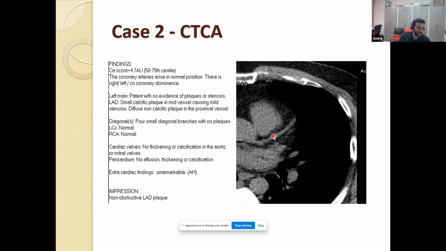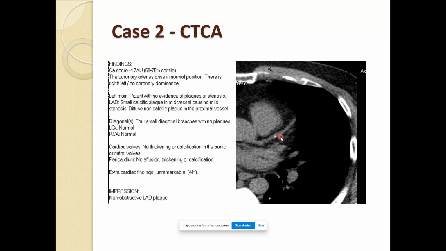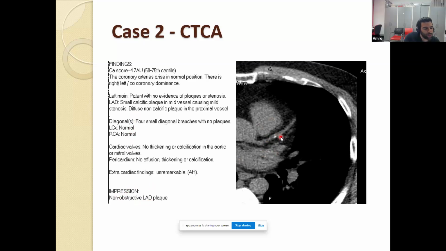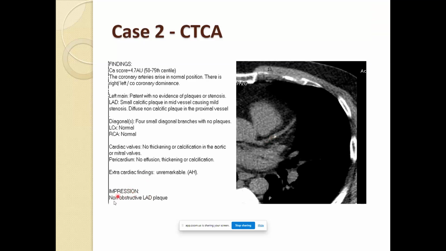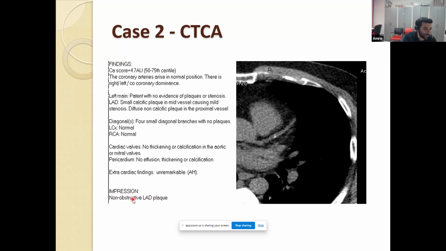So is this primary prevention or secondary prevention now? There is a risk of obstruction at the end of the day. It's non-obstructive at the moment. But if you were to leave it for 5 years, 10 years, there is surely a risk this will become obstructive, and there is a risk this could rupture in that time and cause an MI. So we would label this as secondary prevention.